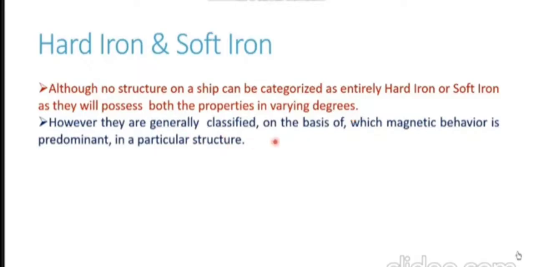Now, these are generally classified on the basis of which of the two magnetic behaviors is predominant in that structure. Let us say we have a particular structure, let us say a mast. Now, in that mast, we analyze and find out that 70% of it has soft iron magnetic properties, and 30% has hard iron magnetic properties. So, since predominantly most of it is soft iron magnetic behavior, we will term the mast a soft iron structure.